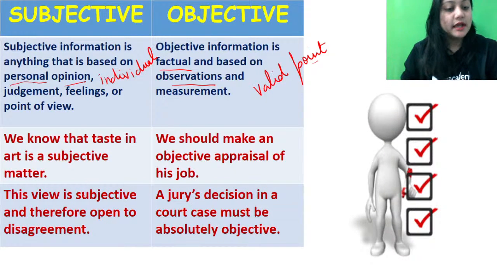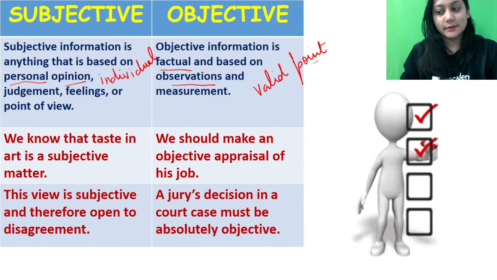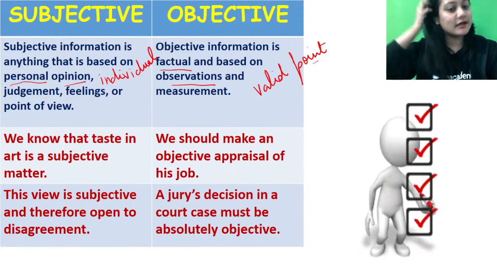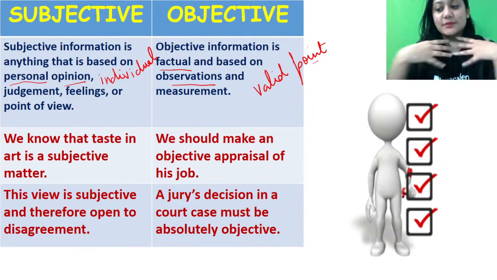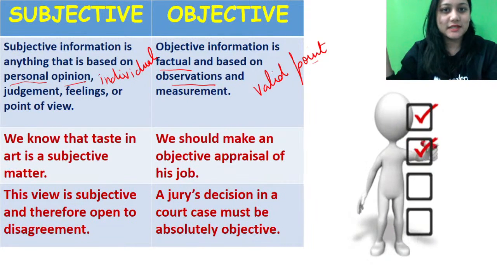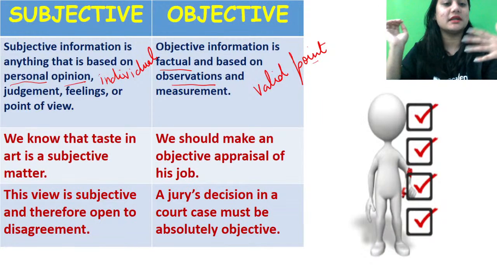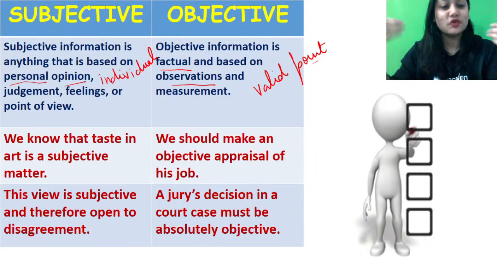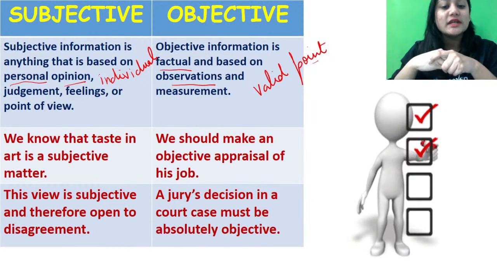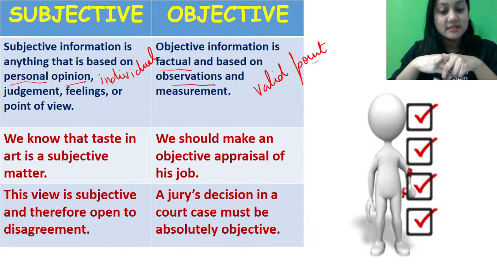Next example, this view is subjective and therefore open to disagreement. तो अगर आप मुझसे agree नहीं करते हो, so obviously मेरा ये subjective view था and obviously it is open for any sort of disagreement. अगर आप मुझसे agree भी नहीं करोगे तो I'm fine with that. ठीक है, वो मेरा opinion है, जरूरी नहीं सब लोग वही सोचें. A jury's decision in a court case must be absolutely objective.